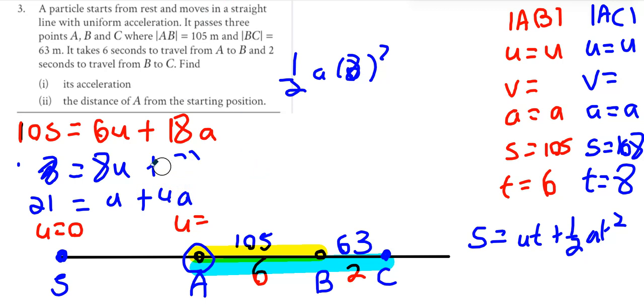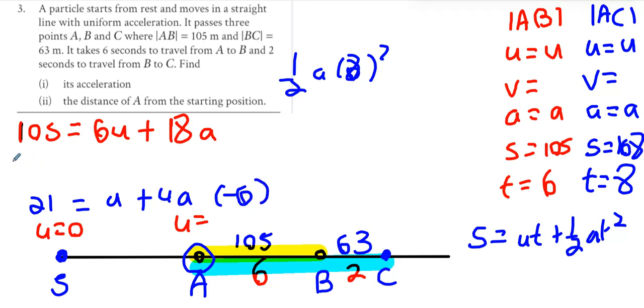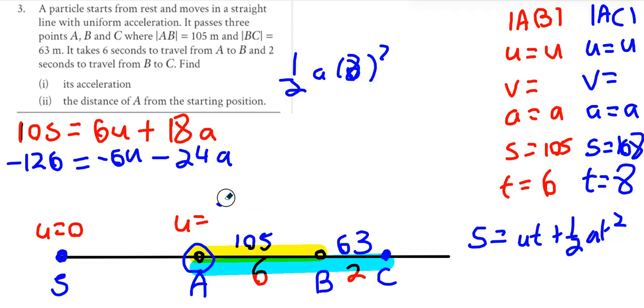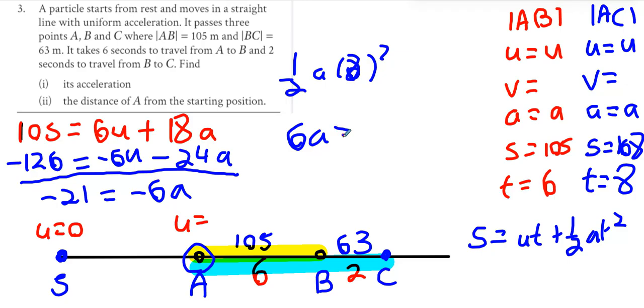Yeah. Okay. Now what I'm going to do with the blue equation is multiply it by minus 6. And what I should get is minus 126 minus 6U minus 24A. Is that right? Whoa, no. Oh yeah, we're grand. Okay. So is everybody happy with that? Then add downwards and what happens? Minus 21 equals minus 6A. 6A equals 21. A equals 3.5.